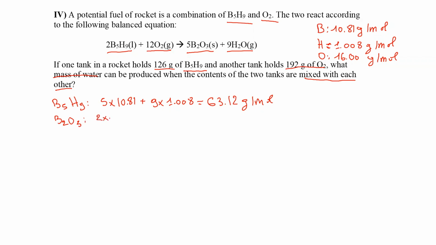So 2 times 10.81 plus 3 times 16.00, and this is equal to 69.62 gram per mole.